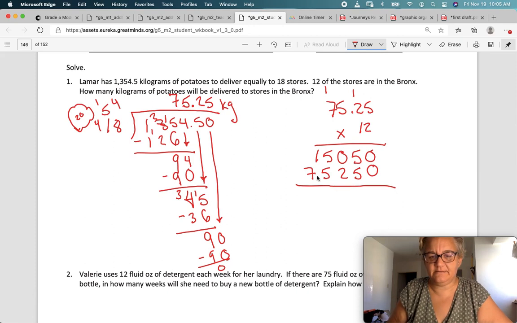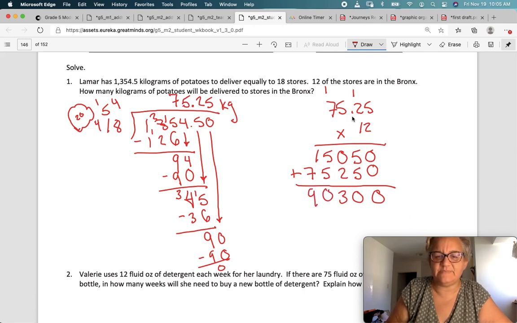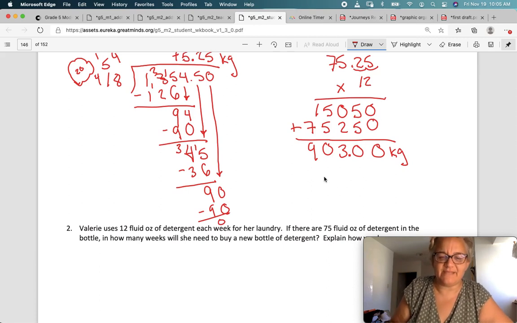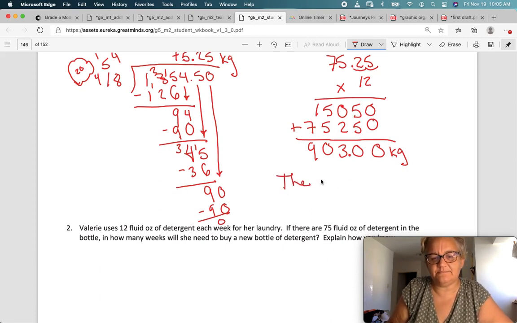Then add 0, 10, carry the 1 is 3, 10, carry the 1 is 8, 9. Okay, and then I have 2 spaces here for my decimals, 1, 2. So I'm going to count them back, 1, 2, and I'm going to put that decimal right there. So 903 kilograms, and I can leave the zeros off my answer. The Bronx will get 903 kilograms of potatoes.